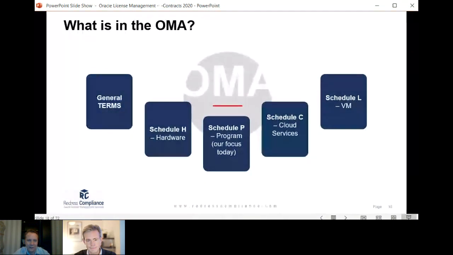So what can you find in the Oracle Master Agreement? You can see the link that I shared. You can find the general terms. You can find terms for hardware. You can find terms for software programs, which is our focus today. It's cloud services, and it's VM, so Oracle virtualization technology.